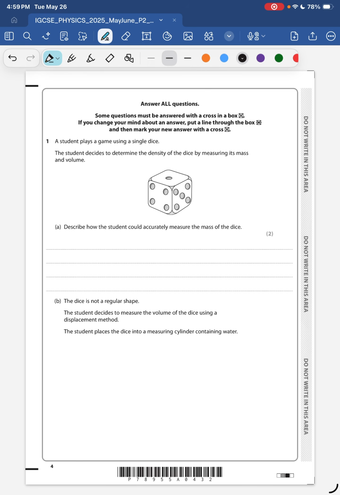You see there is a dice there. So a student plays a game using a single dice. The student decides to determine the density of the dice by measuring its mass and volume. Question A, describe how the student could accurately measure the mass of the dice. Okay, put the dice on scales or a balance. So put the dice on a balance. Okay, so that's good enough.